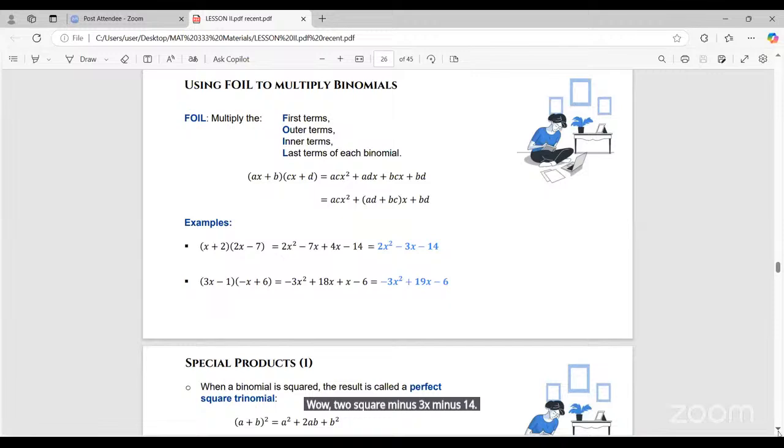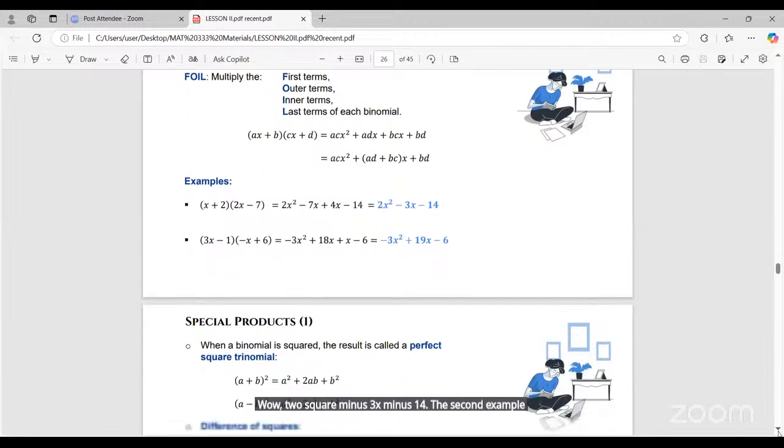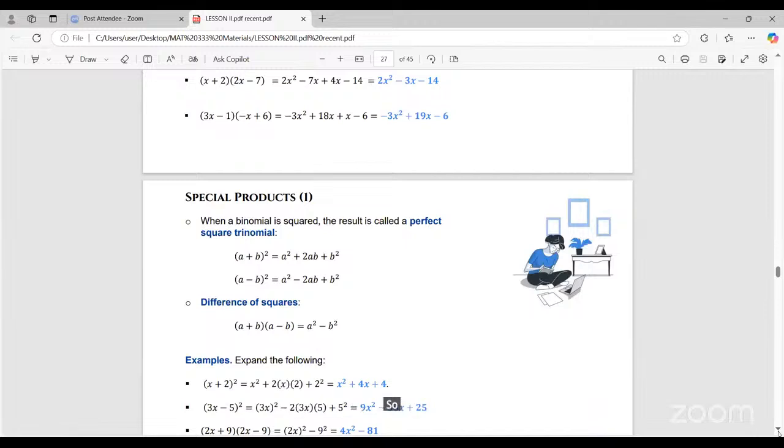The second example is done similarly. So we look at special products. When a binomial is squared, the result is called a perfect square. When you square a binomial, what's a binomial?